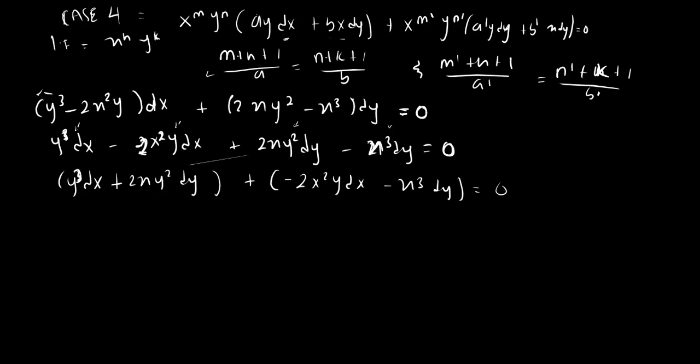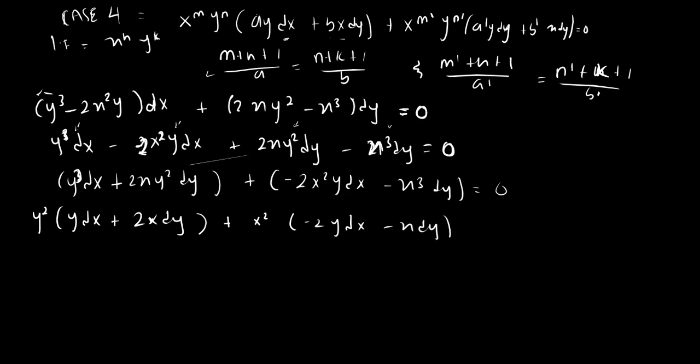Alright, so now we're going to factorize y squared out. So we're going to have y squared in brackets y dx plus 2x dy, right? Then we're going to factorize x squared out, so we're going to have x squared in brackets minus 2y dx minus x dy is equal to 0. So we have this now, and we can see that it looks a lot like the form above, right?